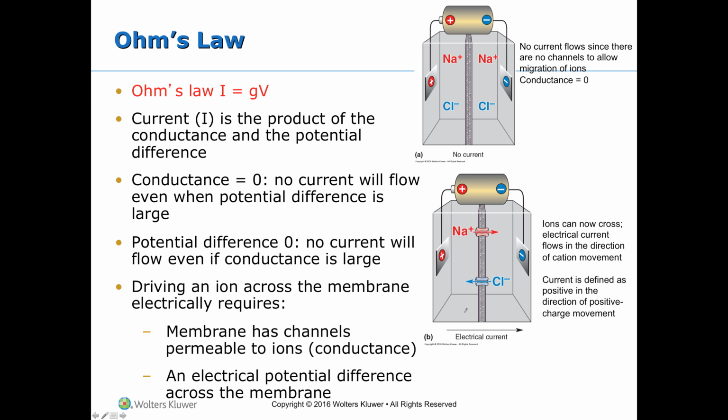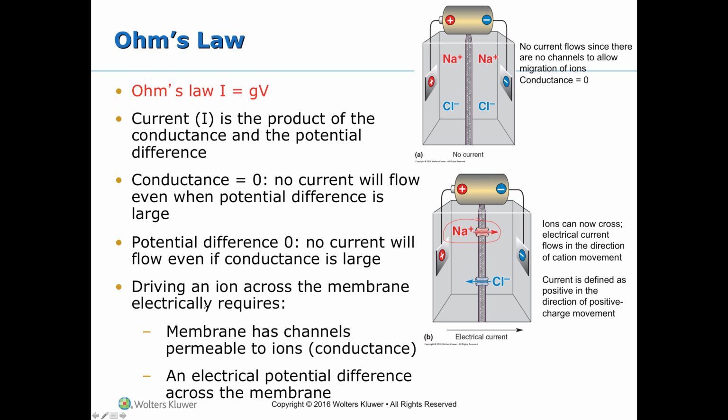So here we go, we have our electrical current. Ions can now cross. The current flows in the direction of cation movement, so sodium is a cation, and the current will flow in this direction. Current is defined as the direction of positive charge movement.